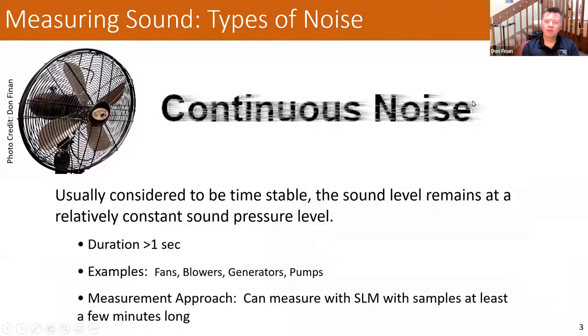Let's start off with a little bit about noise and sound in general, before we get into specific aspects of impulse noise. Let's talk about continuous noise as a contrast. Continuous noise is basically time-stable sound. It's sound that is occurring over a longer period of time, at least a second or longer. Fans, blowers, generators, and pumps that are continuously running can produce continuous noise. To measure continuous noise, a sound level meter works quite well. You're going to take samples over a relatively long period of time to get that continuous noise measurement.